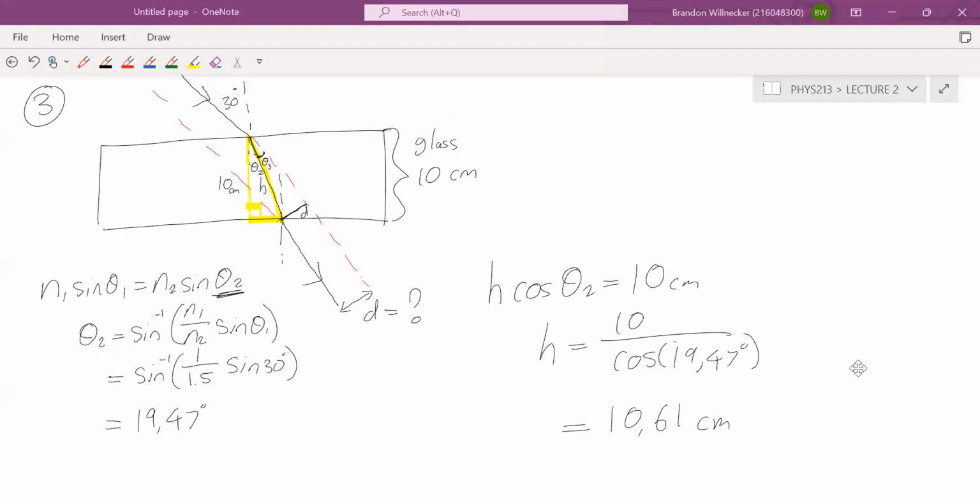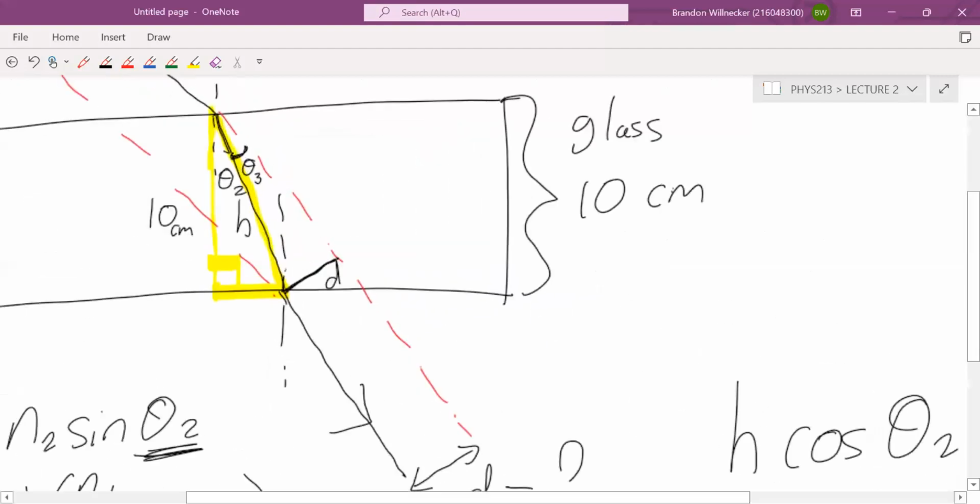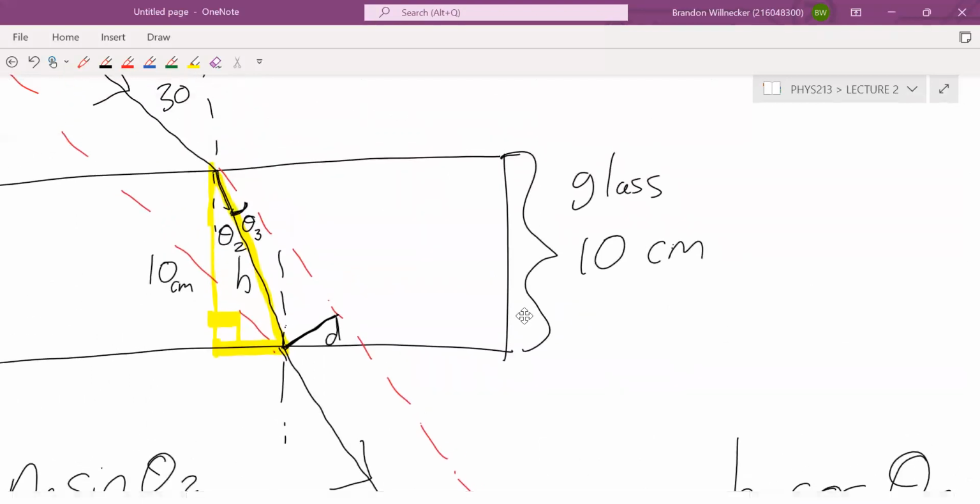Okay, so we've got h. Now that we've got h, we can find the side length d. That's going to be another triangle. So let's just put that in green. We are now looking at this triangle in green.